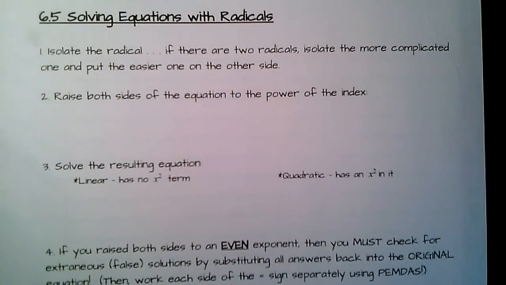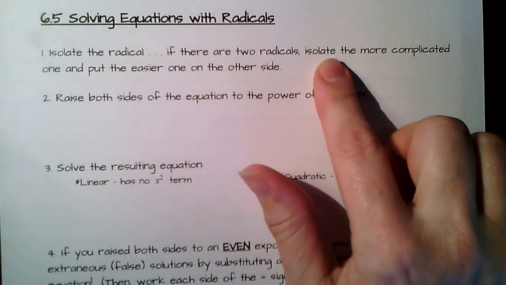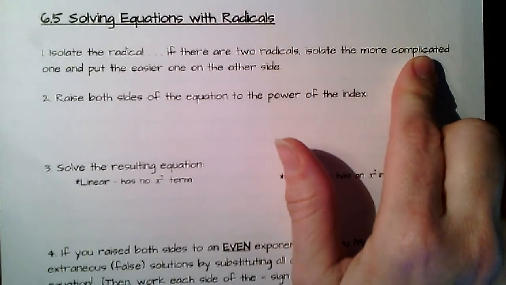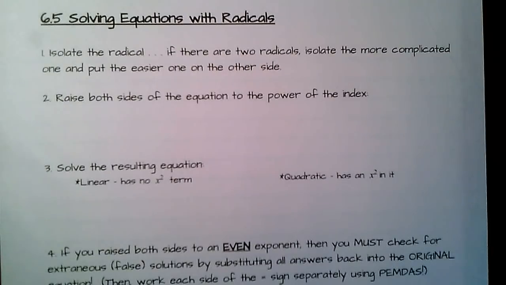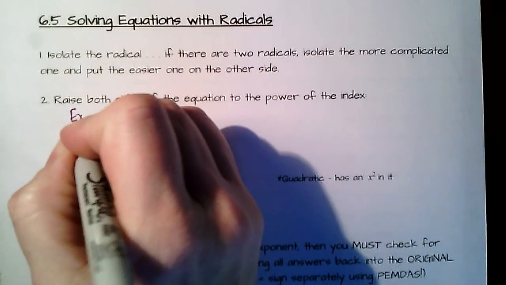If there happen to be two radicals in your equation, my best advice is to get the more complicated radical by itself on one side and put the one that's more simple on the other side. We'll see an example of that a little bit later on as well. So step 2 is going to be to raise both sides of the equation to the power of the index. So here's what I mean by that.